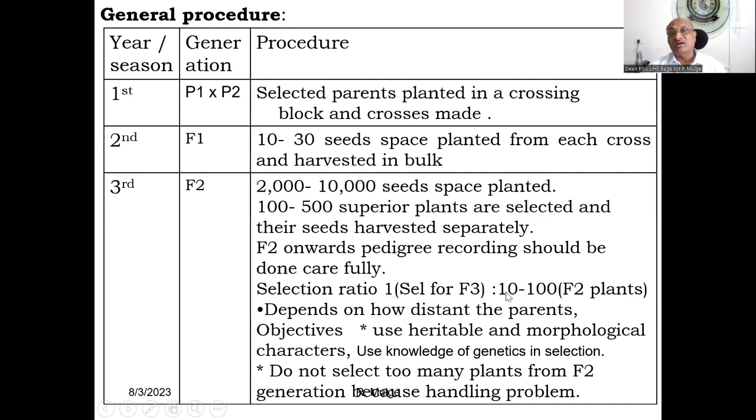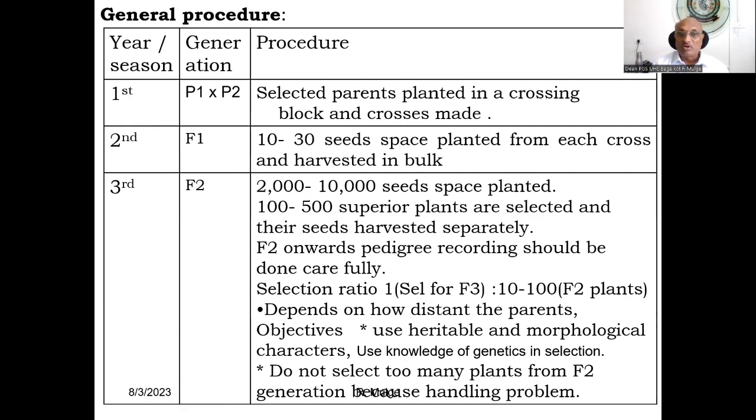So if there are 100 F2 plants, you select only one. Or you can also have a range, like one plant out of 10 plants you select. That depends on how distant the parents are. If the parents are distant, you can get more varied plants, so you can select 1 out of 10 rather than 1 out of 100. And again, it depends on your crop spacing, how much you can handle; all that you keep in mind and decide this number.